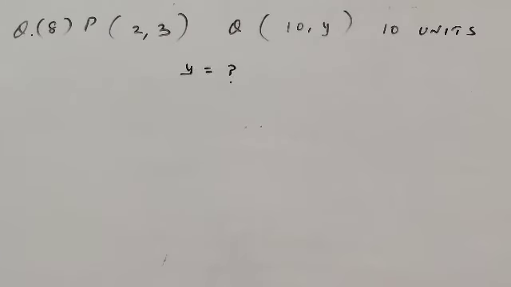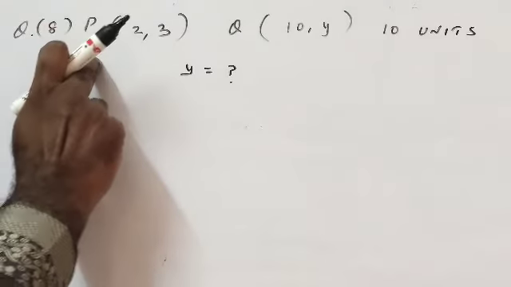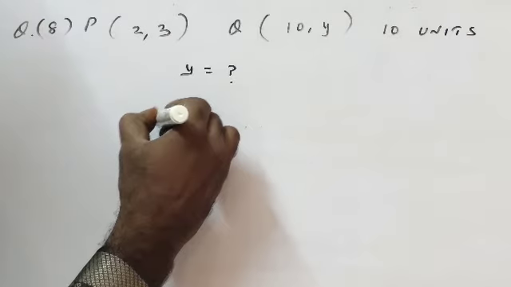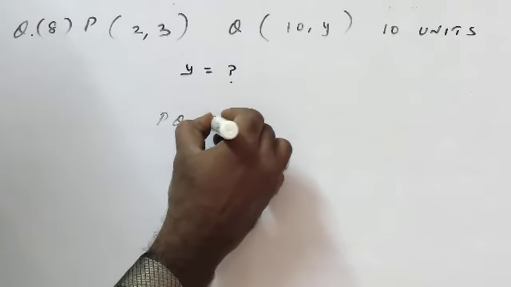In question number 8, they mentioned the point P as 2 comma 3 and Q as 10 comma y. The distance between PQ is 10 units. They are asking to find the value of y. Now the distance between P and Q is 10 units. So PQ is equal to 10.